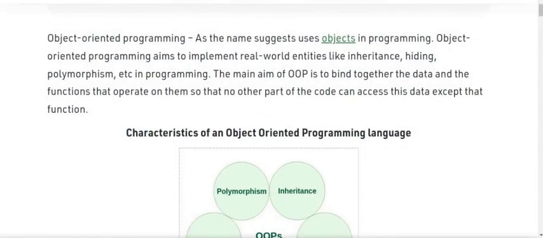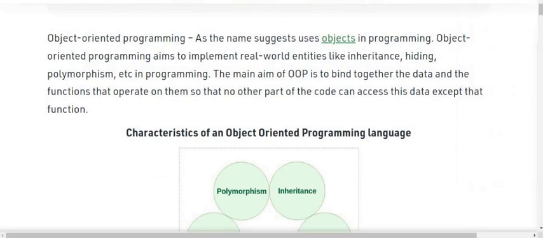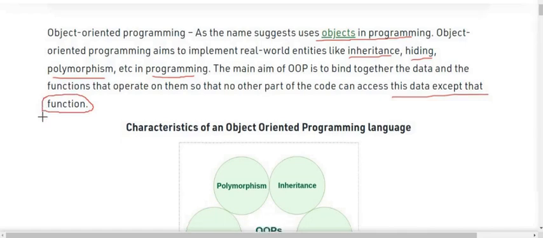So first of all we will see what object oriented programming is. Object oriented programming, as the name suggests, uses objects in programming. Object oriented programming aims to implement real world entities like inheritance, hiding, polymorphism, etc. in programming. The main aim of OOP is to bind together the data and the functions that operate on them, so that no other part of the code can access this data except the functions which we allow to access these data members.